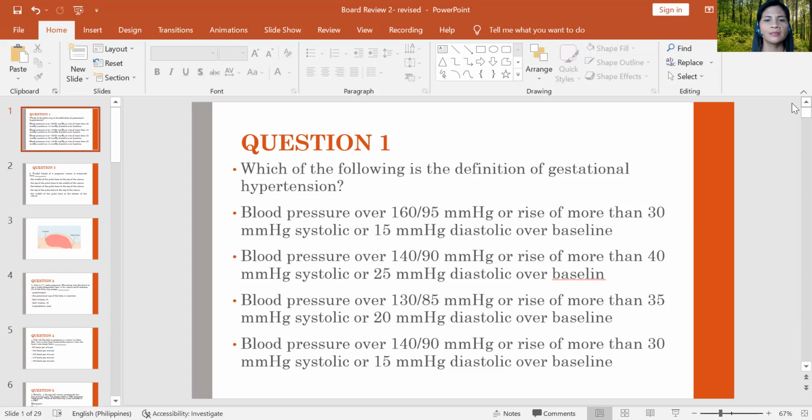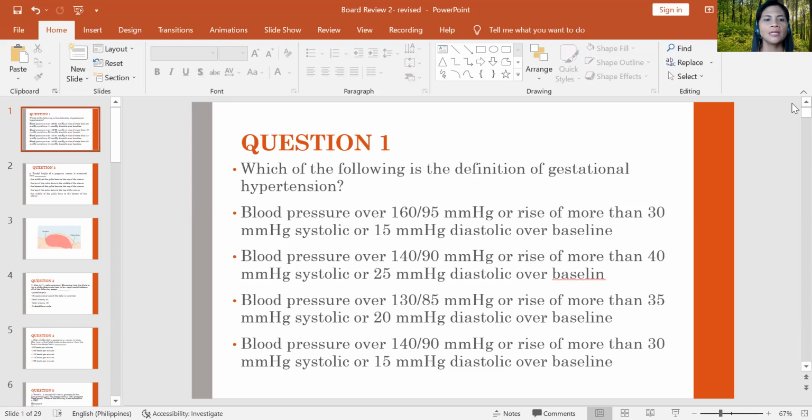So week 20, right? But no other signs or symptoms of preeclampsia are present. Some women will later develop preeclampsia while others probably have high blood pressure or chronic hypertension before pregnancy. And of course, another type of hypertension in pregnancy is preeclampsia. So this one is fatal, most especially kapag naging eclampsia na siya.